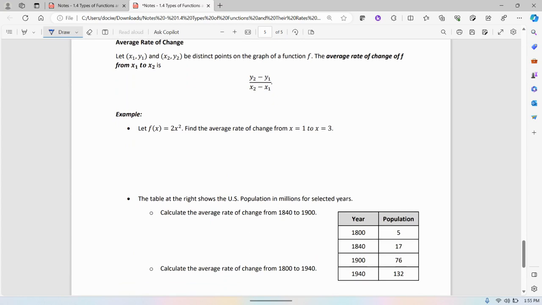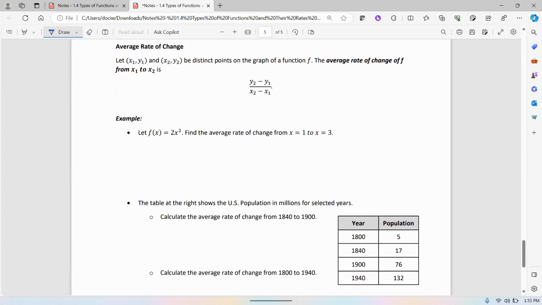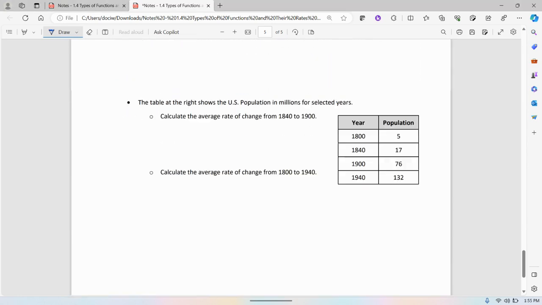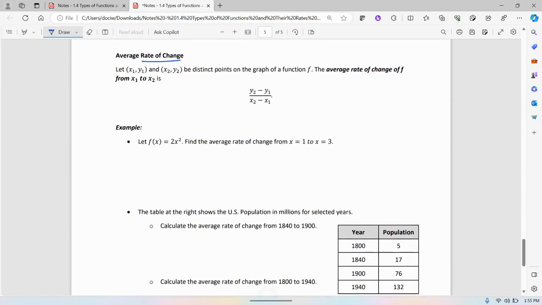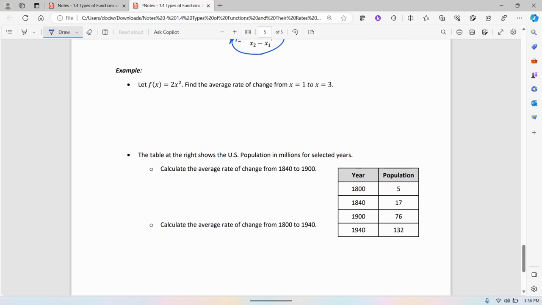A little bit more on average rate of change. Remember what we said rate of change is? Rate of change, or specifically the average rate of change, is slope. Here's the slope formula, the average rate of change: y2 minus y1 over x2 minus x1. Now we said f of x equals 2x squared. This is not a linear function. It is quadratic. So that function, if I were to graph it, would look something like this.